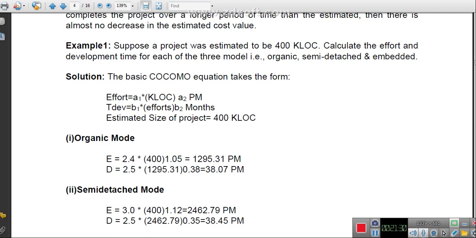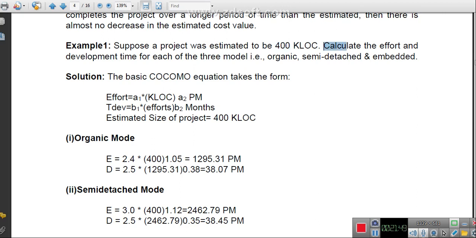example. Suppose the project was estimated to be 400 KLOC. 400 KLOC मतलब कौन सा प्रोजेक्ट है? ये कौन सी कैटेगरी है? बोलिए फास्ट. Embedded. वेरी गुड वेरी गुड. एम्बेडेड. तो बट उन्होंने क्या किया है यहाँ पे?